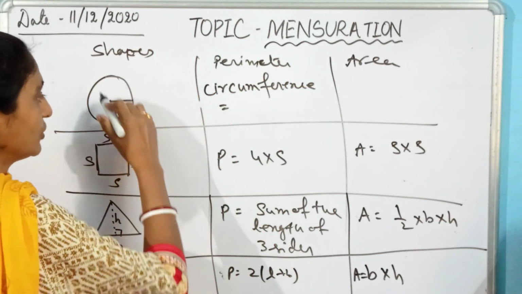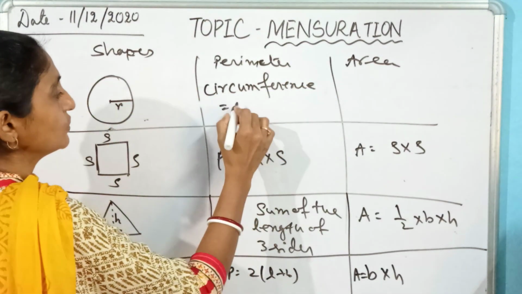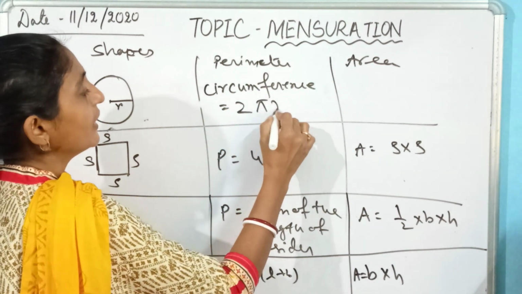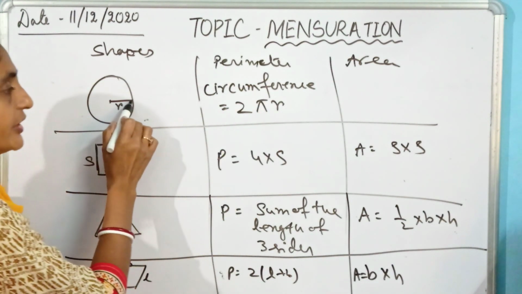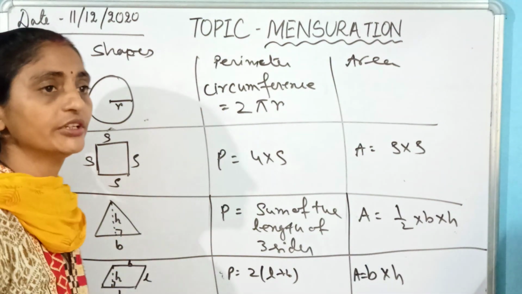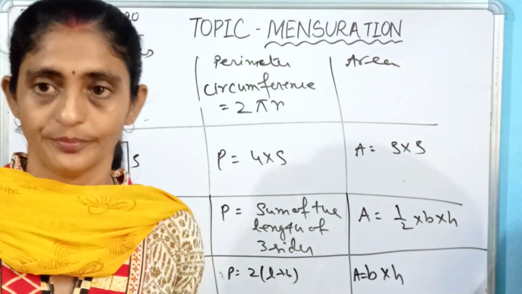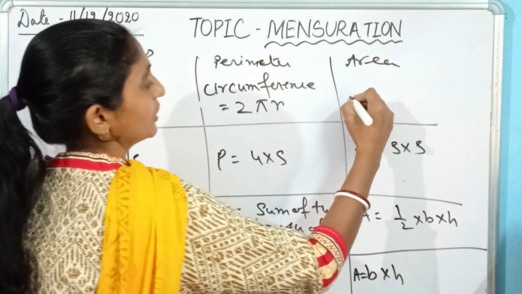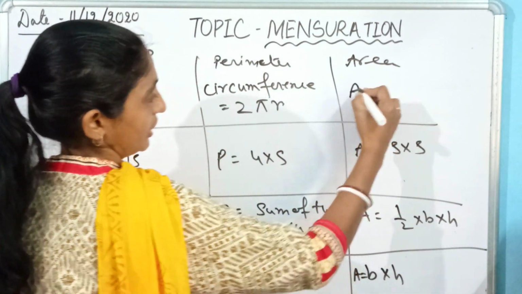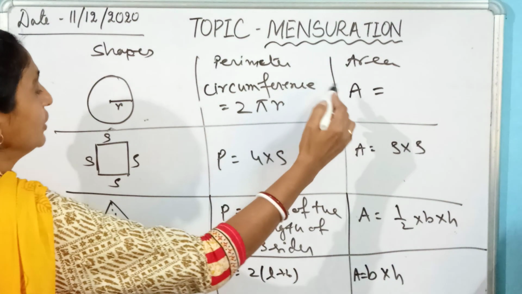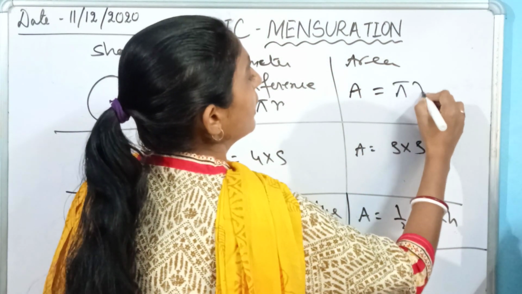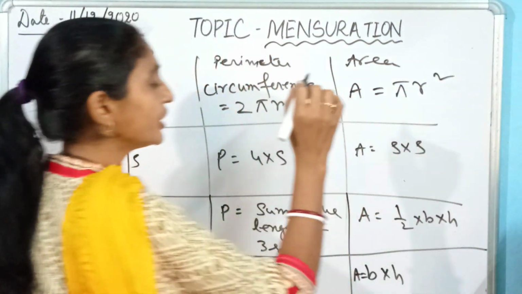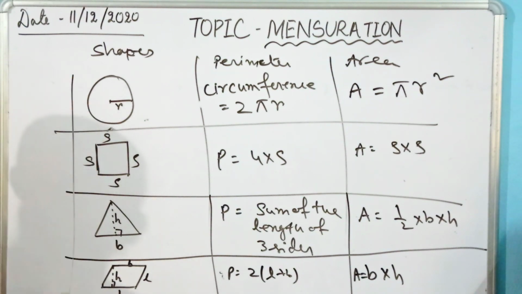Circumference, that means the perimeter of the circle, is equal to 2 pi r. Here r means the radius, and pi is a constant, its value is 22 by 7. And what will be the area? The area of a circle, if I denote it by A, will be pi r square. Already we have gone through all these things.